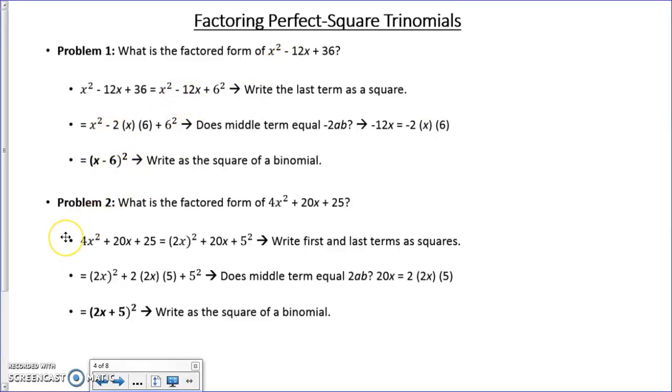Problem 2. What is the factored form of 4x squared plus 20x plus 25? We're going to write the first and last terms as squares. 4x squared can be written as 2x quantity squared, and 25 can be written as 5 squared. So 2x quantity squared plus 2 times a, which is 2x, times b, which is 5, plus 5 squared. Double check that the middle term equals 20x, which it does. So your final answer is 2x plus 5 quantity squared.